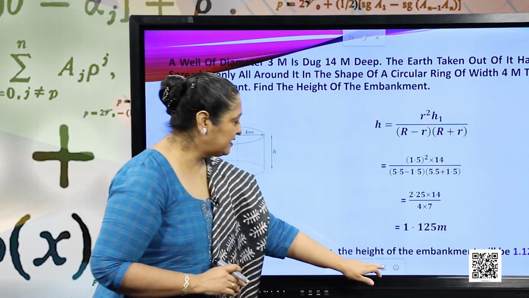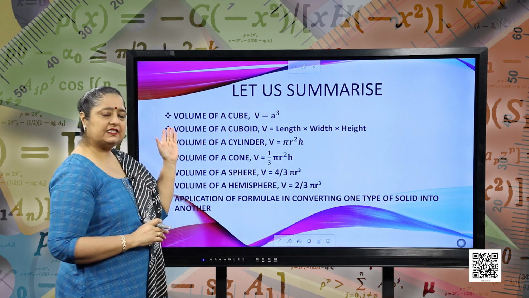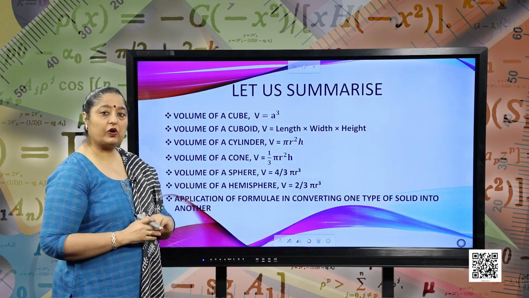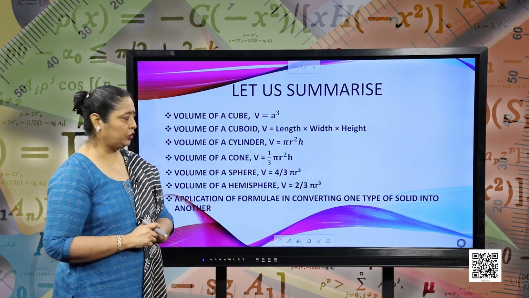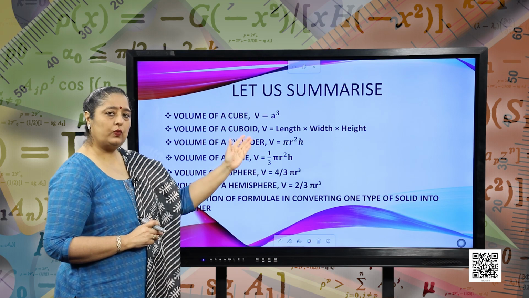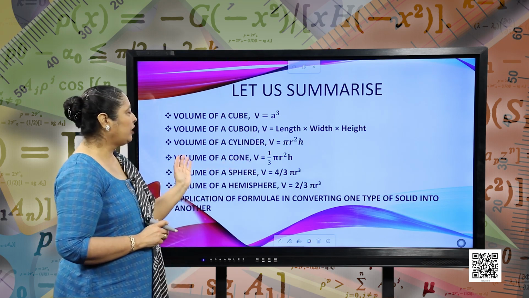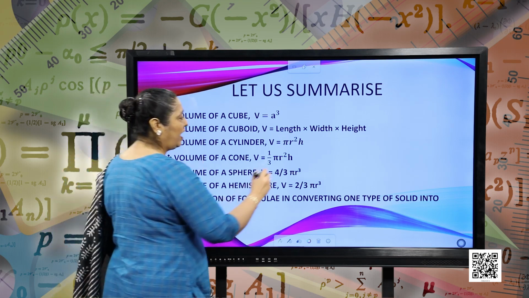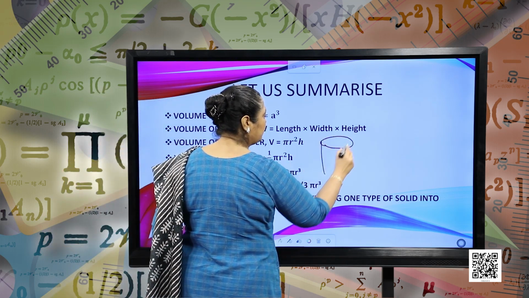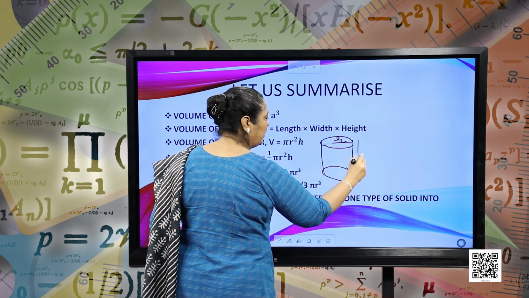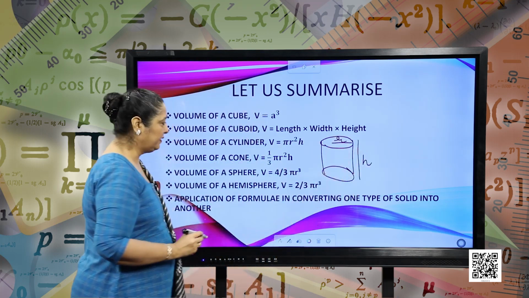So, let us summarize this session. You have already studied about the volume of the cube as V is equal to a cube. What is a? a is the edge of the cube. Also, volume of the cuboid is given as length into width into height. Volume of cylinder is pi r square h. If this is a cylinder, then r is the radius and h is the height of the cylinder.